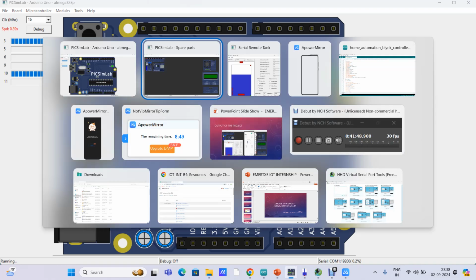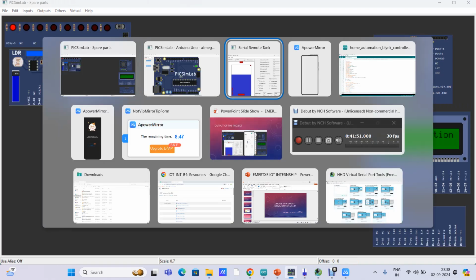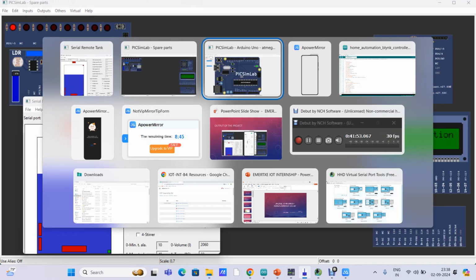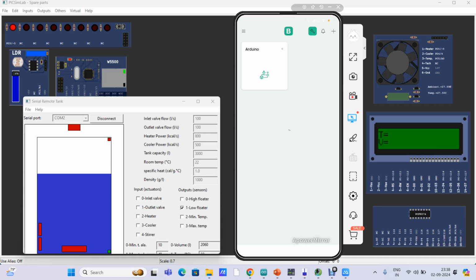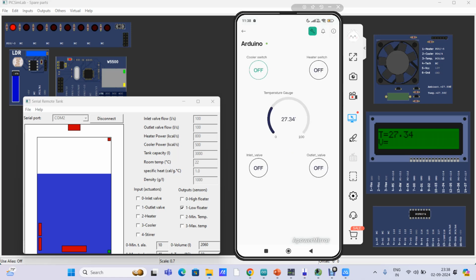This is connected. So let's start with the heater switch.